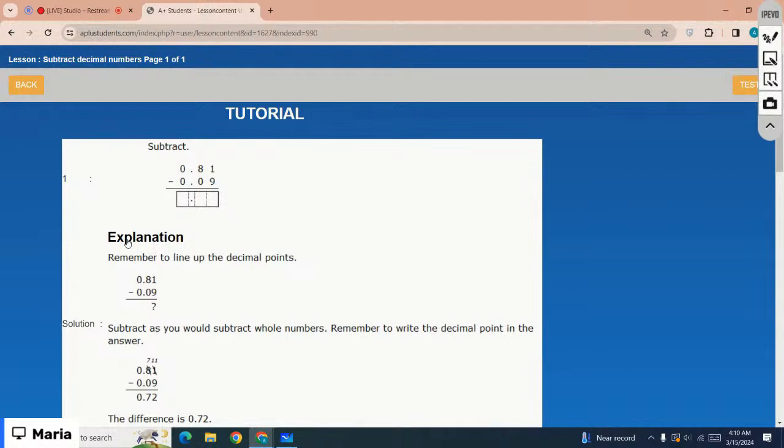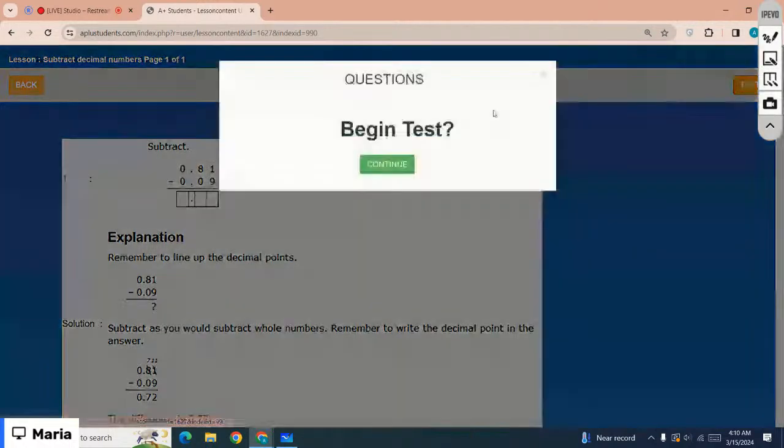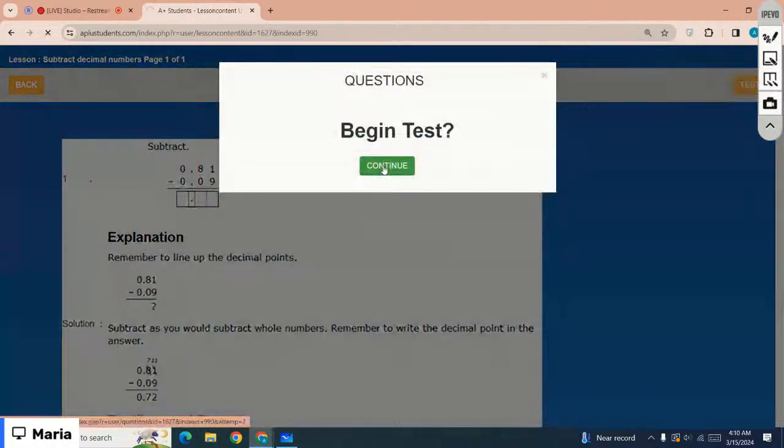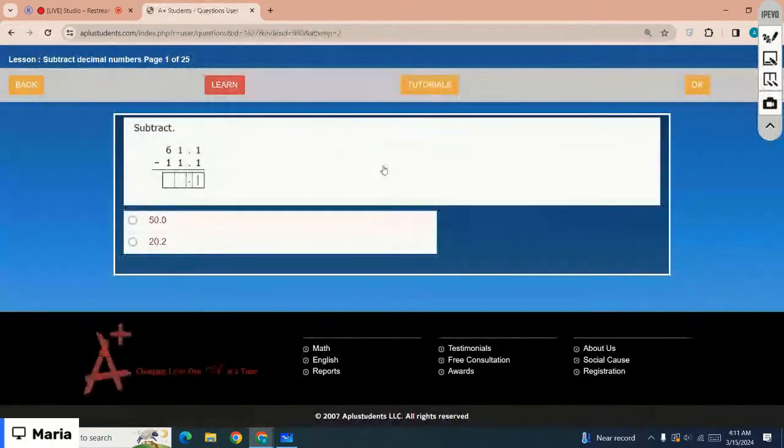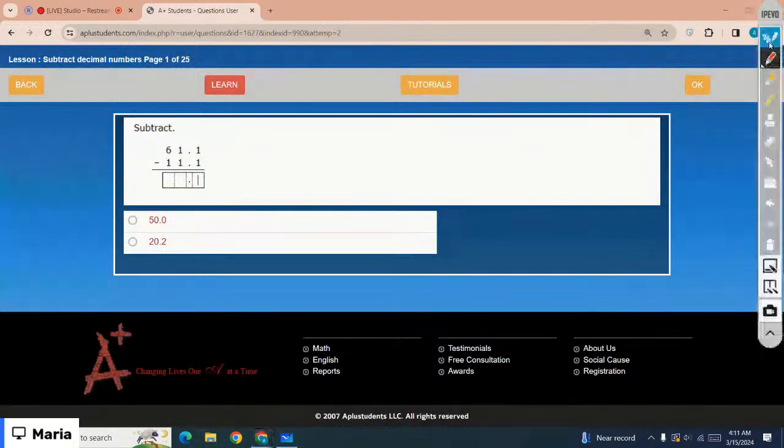Okay, let's just start with the test questions. Let's see how we subtract them. You have to write them down one above the other and line up the decimal point, right? The first one is 61.1. You have to subtract 11.1, right? So just subtract like we do with whole numbers. The numbers are already lined up. The decimal points are already lined up.